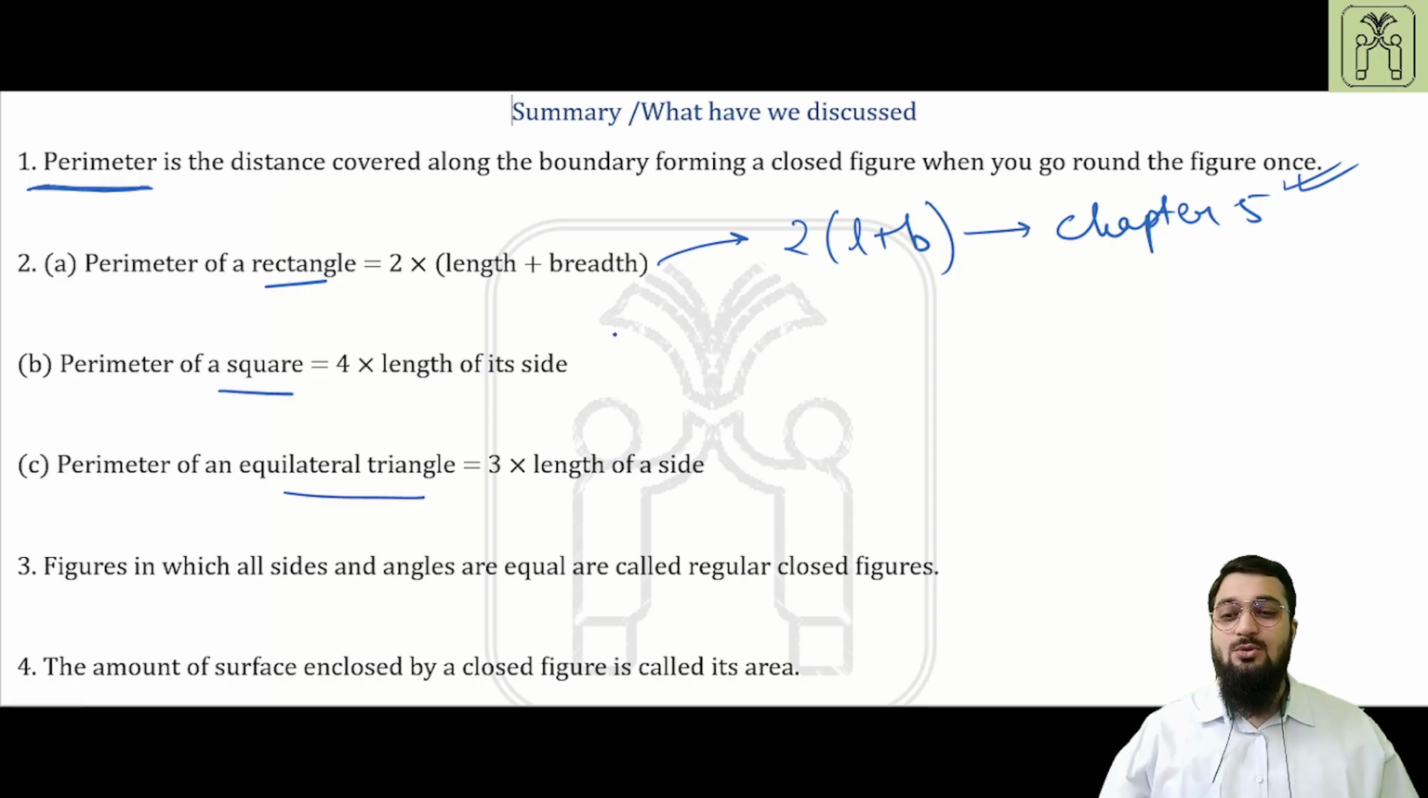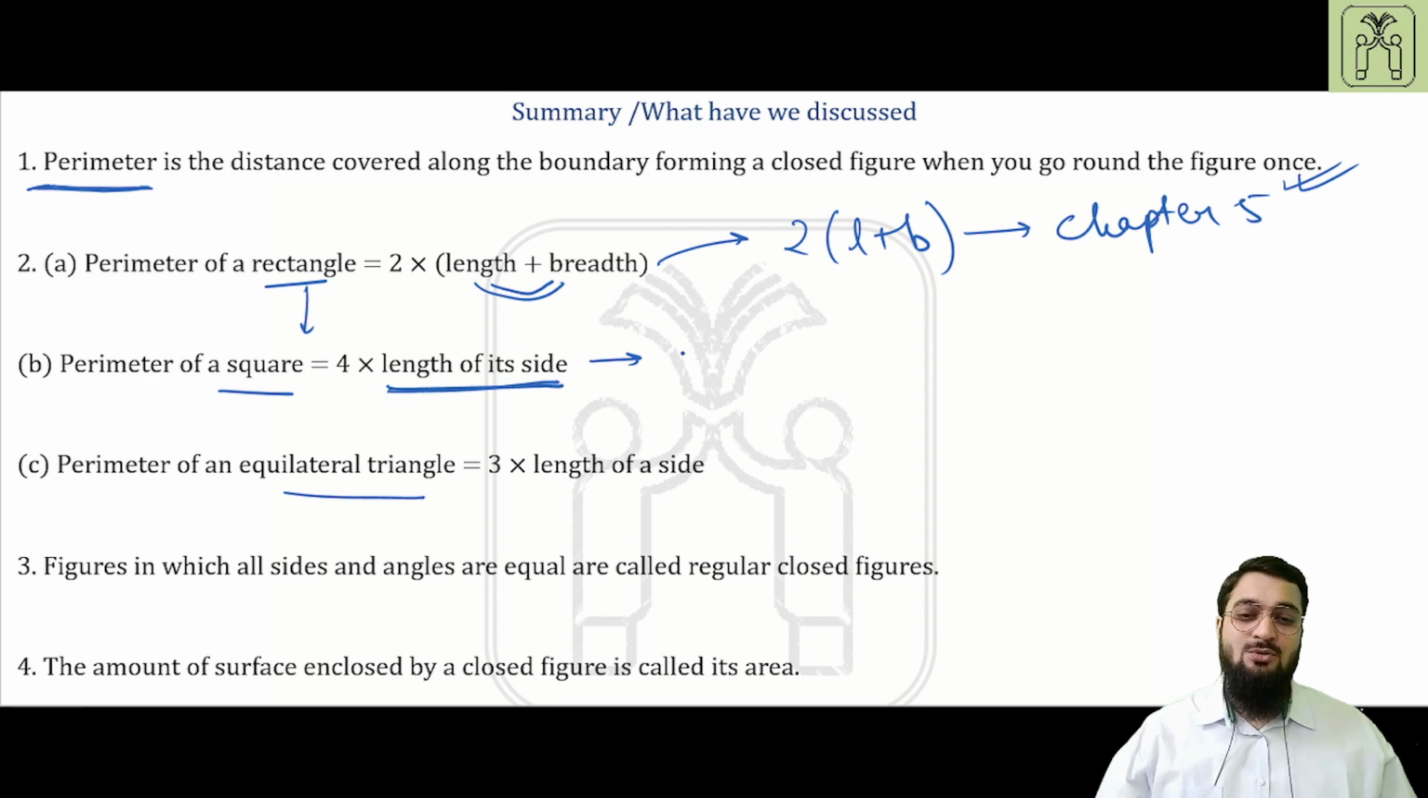Perimeter of a square has also been discussed, as it is a special case of a rectangle in which length and breadth become equal to each other. Therefore, the adjacent sides become equal, and before that the rectangle already had opposite sides equal, so all the sides become equal, and only one side's length is sufficient to find the perimeter of the square.